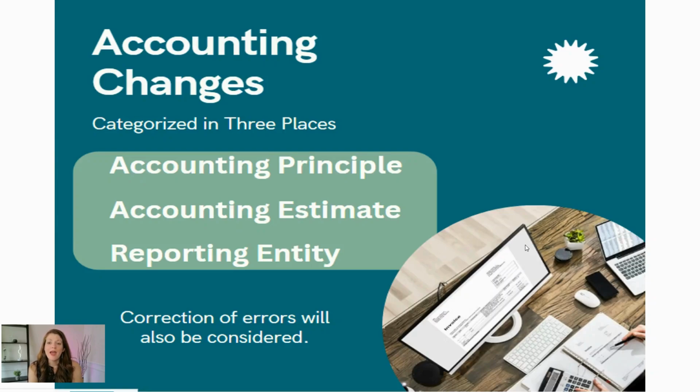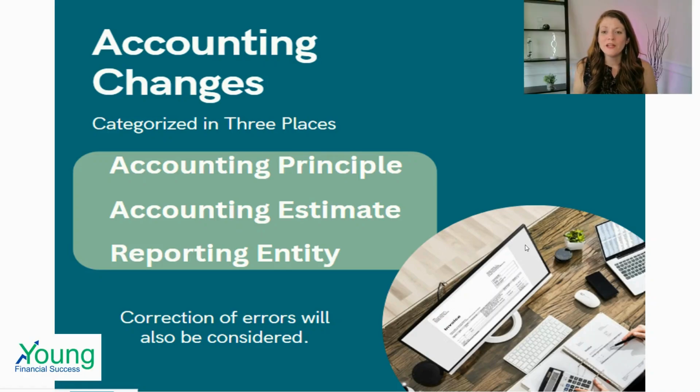All right, we're going to look at accounting changes before we finish up this video. So we have 3 different kinds. We're really only going to focus on a couple of them in this video, and you really only focus on those in intermediate accounting. They're categorized between accounting principle changes, accounting estimate changes, and then reporting entity when the company is actually acquired by another company.